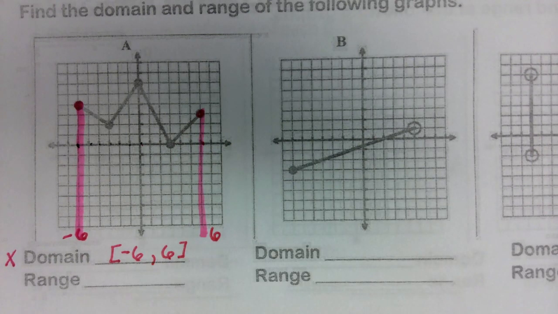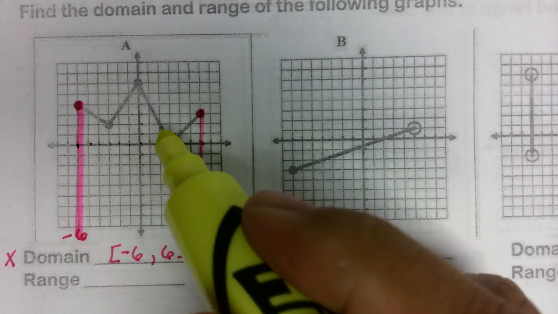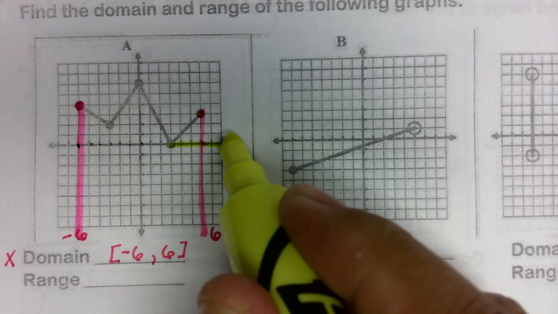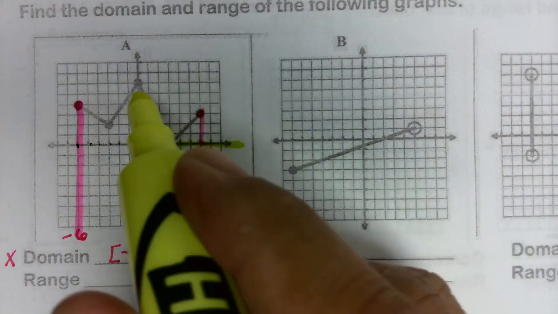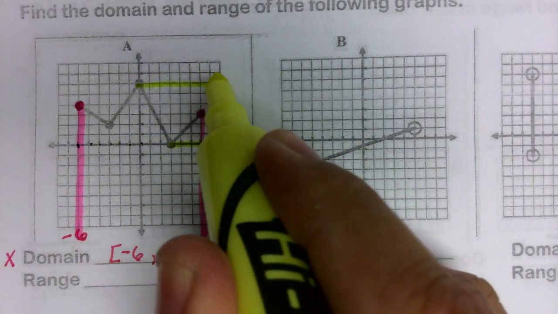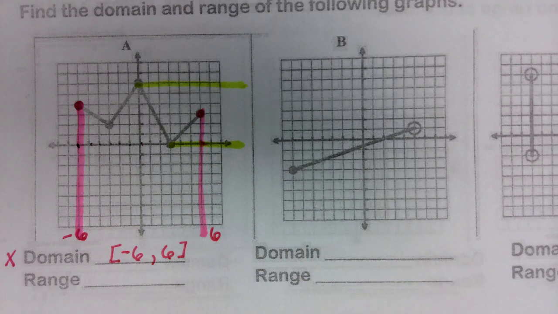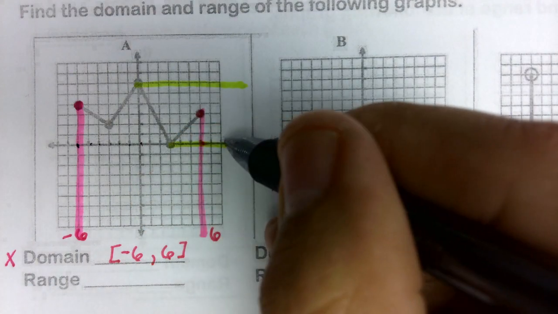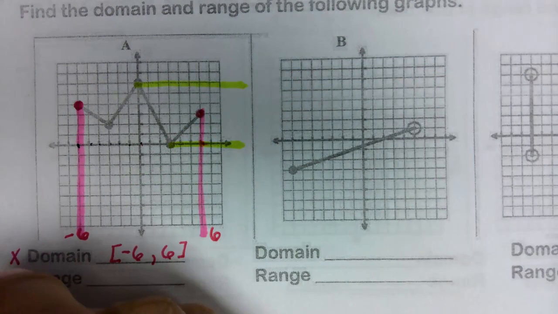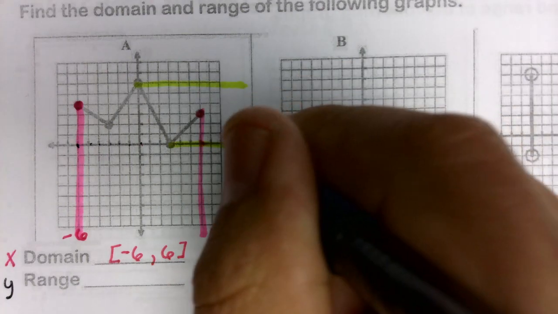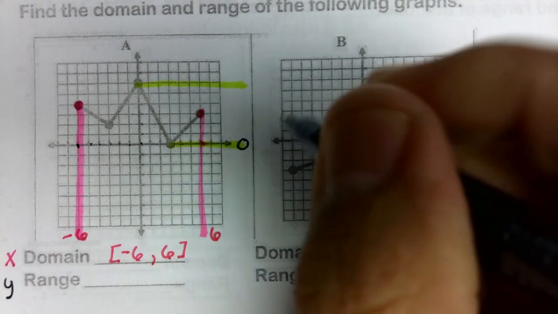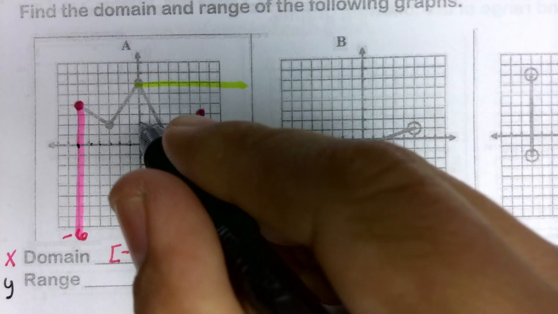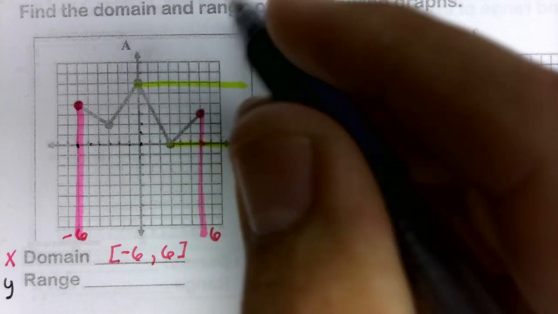Now for the range, it's very similar, but now we're looking at how far does it go up and down. Well, the lowest my graph goes is right here. I'll draw a line coming out. And the highest it goes is right here. So now for my range, this is lined up with 0 on the y-axis because it's in relation to y, so I'm going to put a y behind range. The lowest it goes is 0, and the highest it goes is 1, 2, 3, 4, 5, 6.